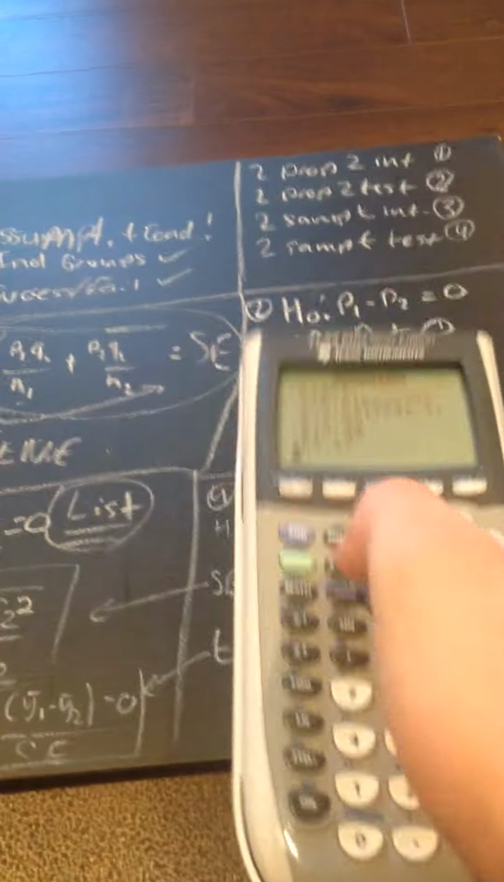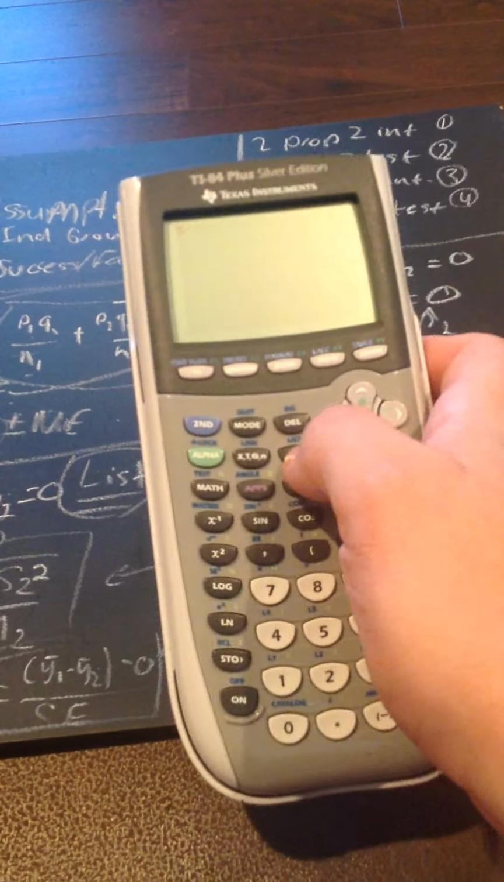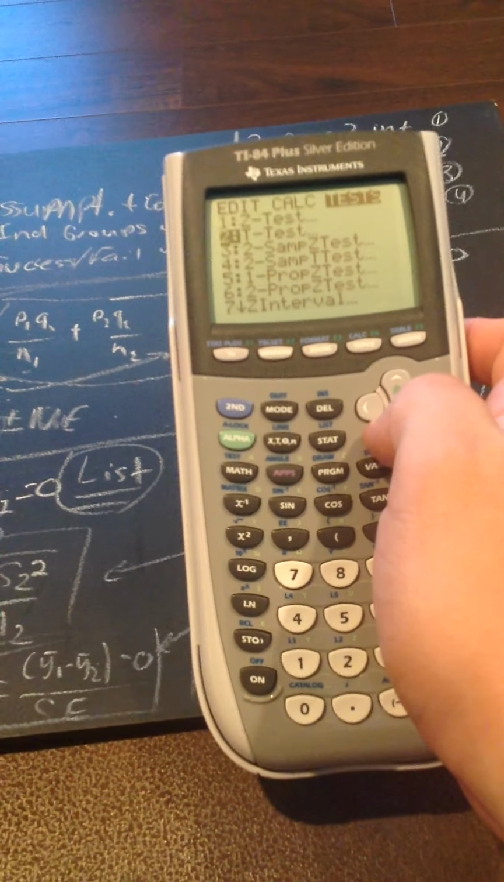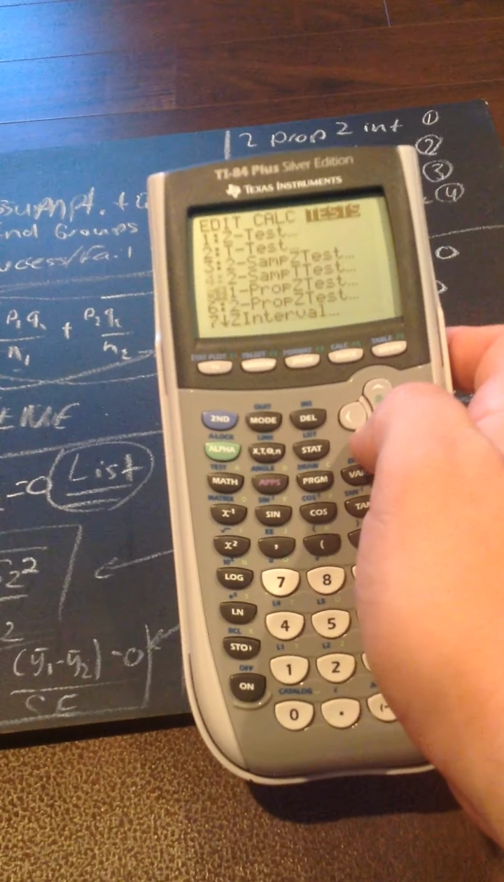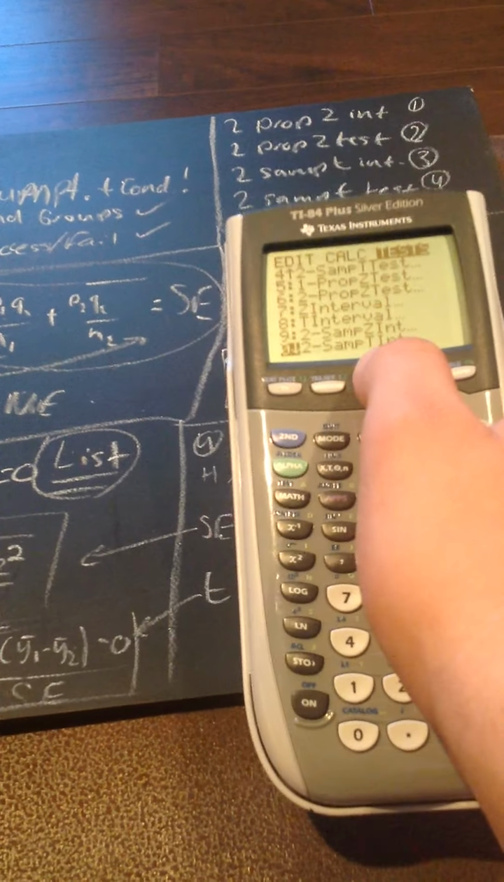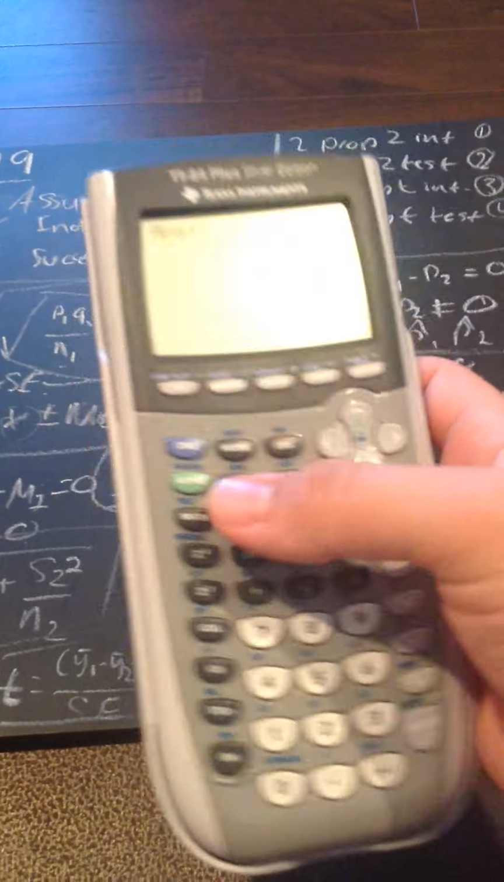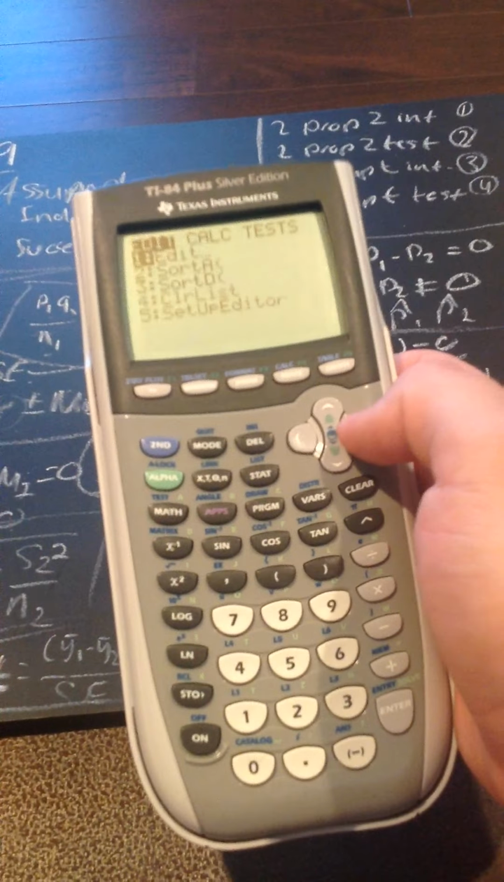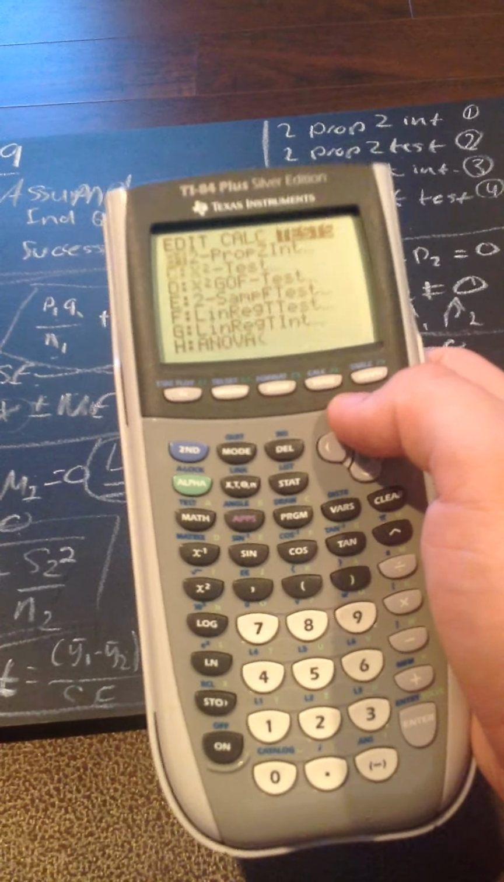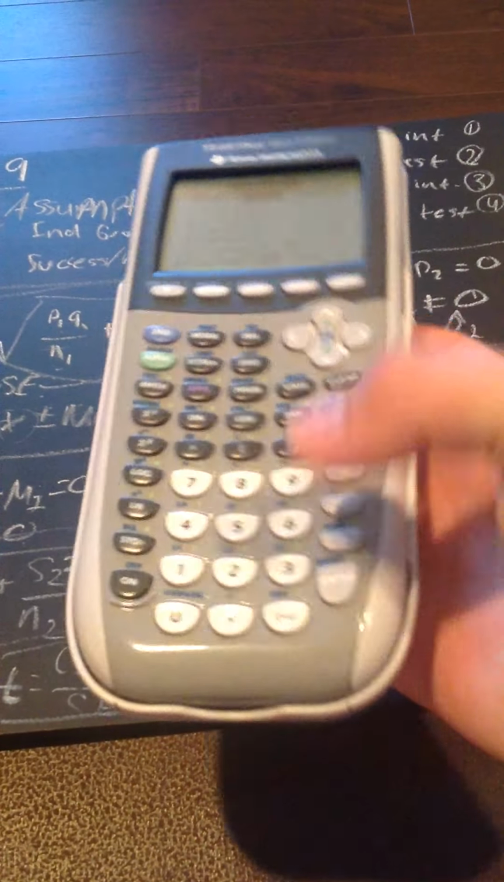Number 3 is the 2 sample t interval. So we're going to close this out, and we're going to find 2 sample t interval. That's further down. 2 sample t interval. Look at that. 2 samp t int. Okay, well, let's click on it. Sorry, I messed up. Here, 2 samp t interval, right there.